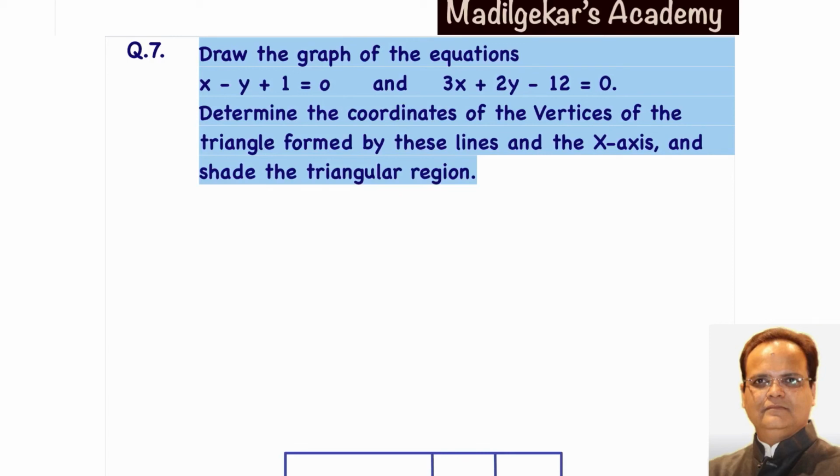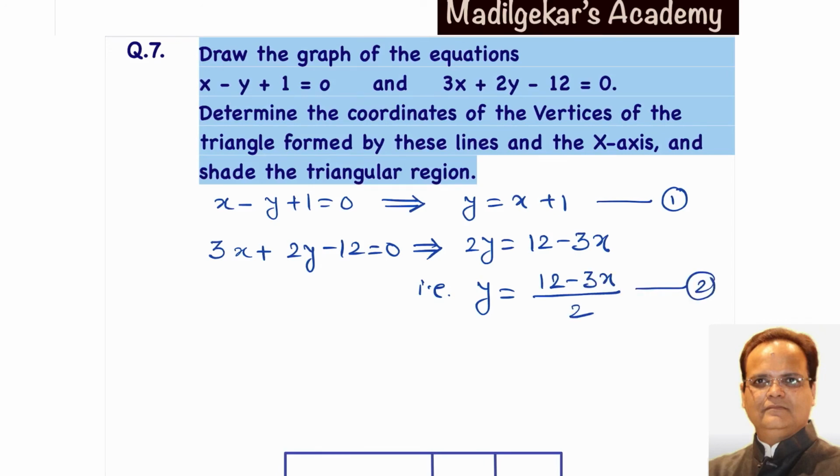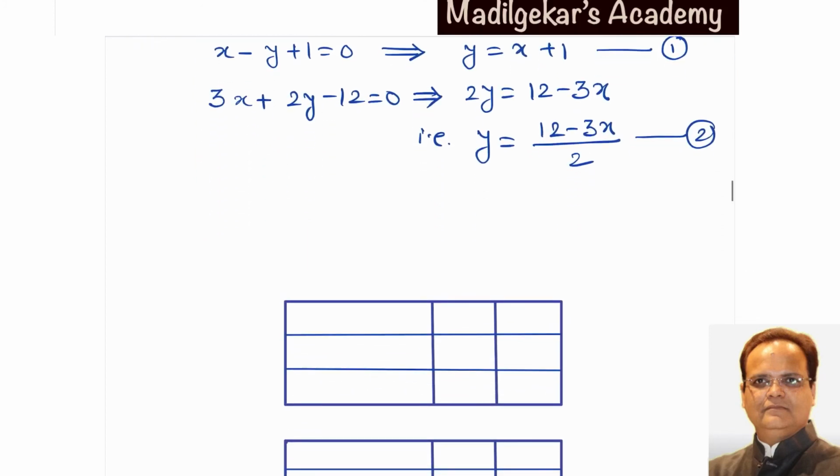So here the given equations are x minus y plus 1 equals 0, that is y equals x plus 1. Let this be equation number 1. The second is 3x plus 2y minus 12 equals 0. So 2y is 12 minus 3x, that is, y is (12 minus 3x) upon 2. Equation number 2. Let us find the points on these lines.